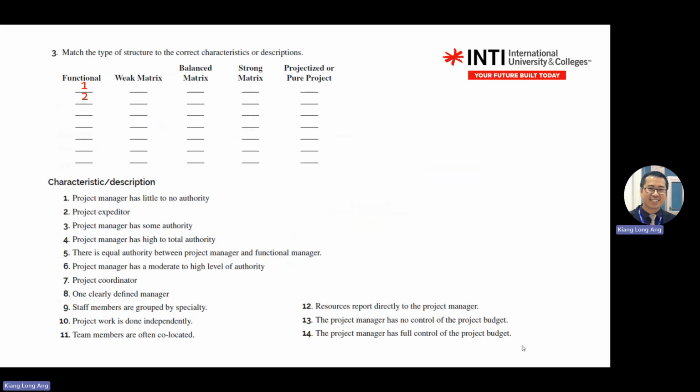Project manager has some authority. What do you think? Some. Weak matrix. Okay, weak matrix. So some means it is towards functional already, but it still has some authority. Project manager has high to total authority.